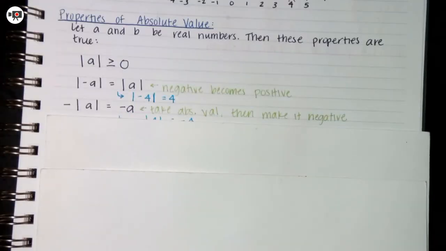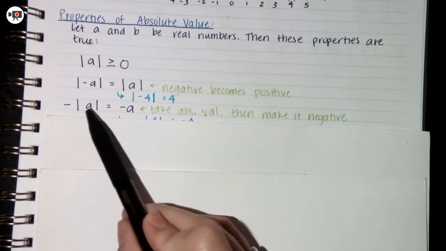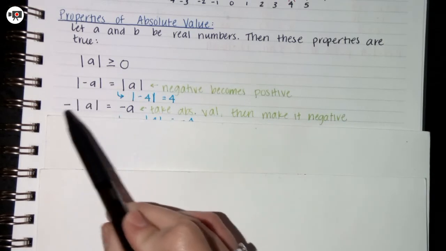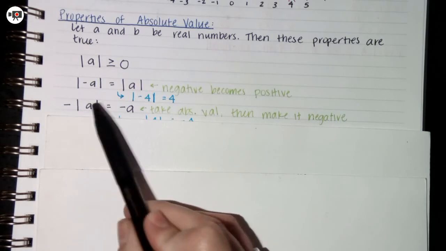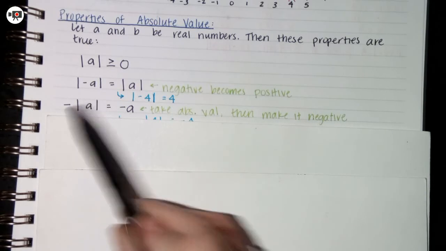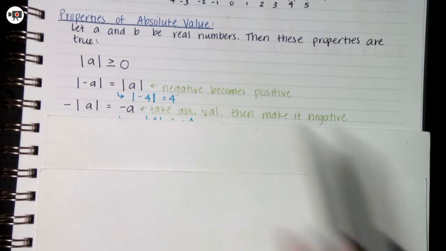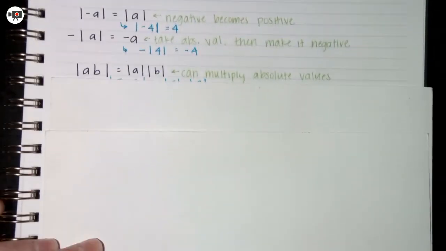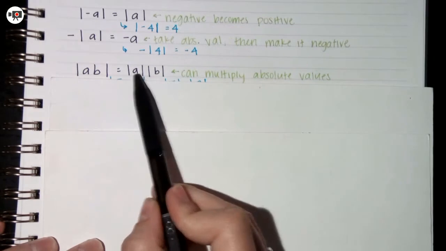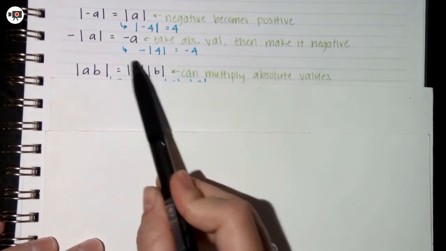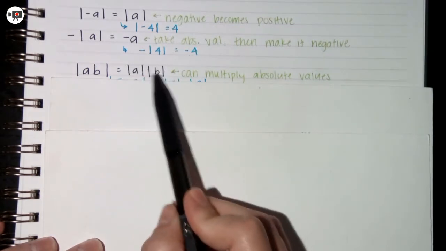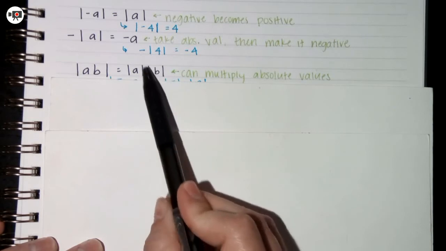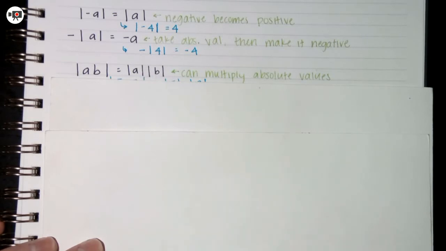For the negative absolute value of a, we take the absolute value first, and it's like it's being multiplied by negative 1. So we take the absolute value and then multiply by negative 1, and it becomes negative. If we have the absolute value of two numbers multiplied, we can split them into the absolute value of a times the absolute value of b. Remember that if there's nothing in between, it means they're being multiplied.